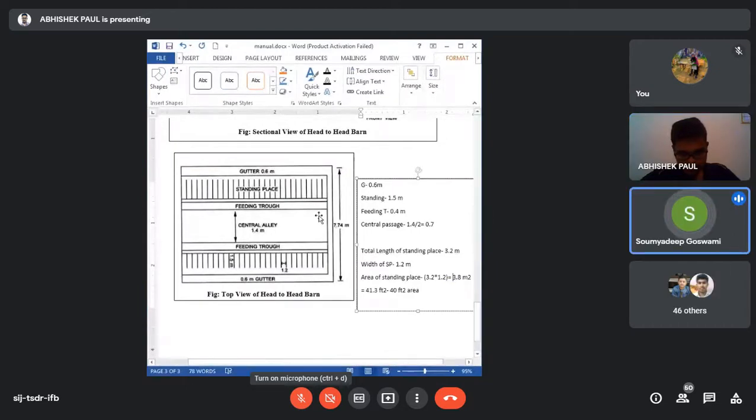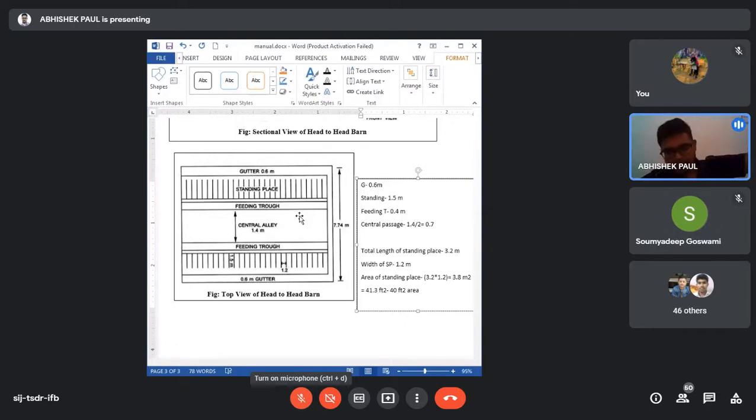Sir, why is the central passage divided by 2? Actually, this is used by both the sides. So this side animal will use it, and this side animal will also use it. That's why we are considering it divided by 2. You got my point or not? Because this central passage will be shared, isn't it? So divided by 2 means half portion. This half portion will be utilized for feeding of this side animal. We are just assuming.